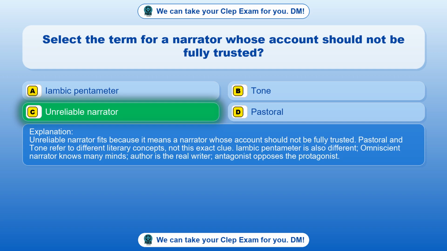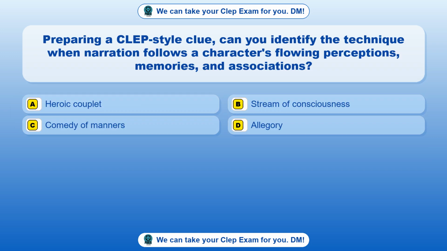Unreliable narrator fits because it means a narrator whose account should not be fully trusted. Pastoral and tone refer to different literary concepts, not this exact clue. Iambic pentameter is also different. Omniscient narrator knows many minds. Author is the real writer. Antagonist opposes the protagonist.